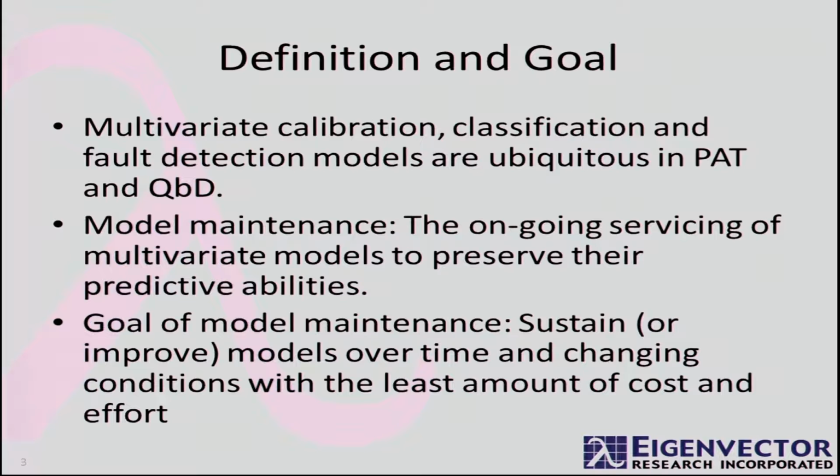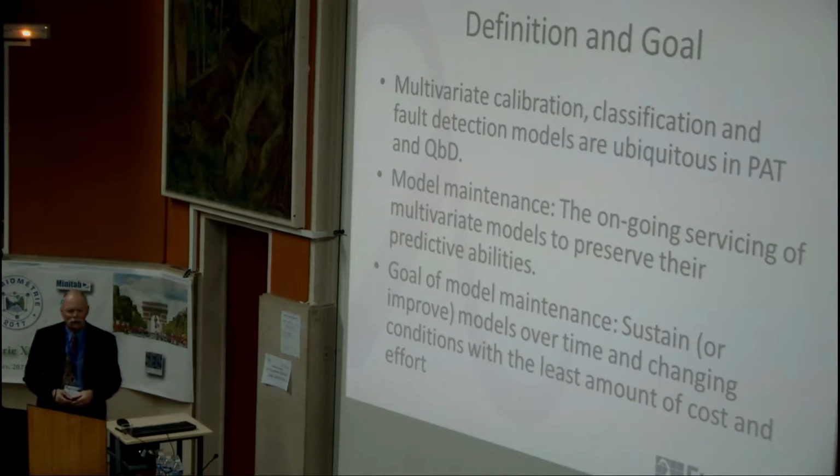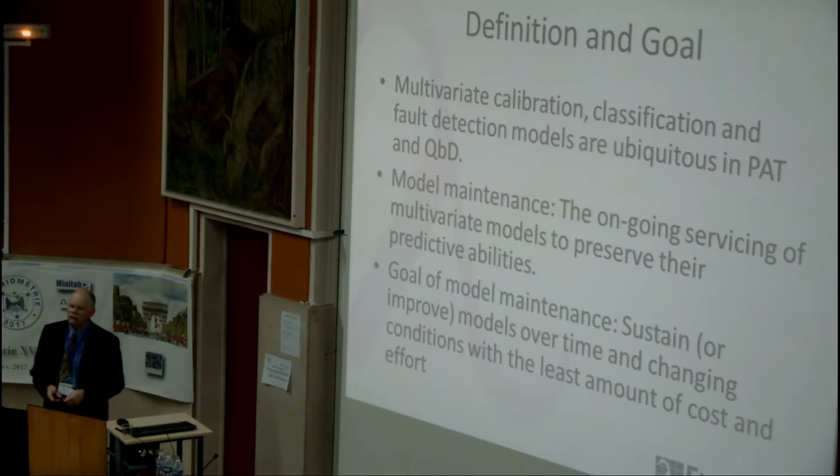So multivariate calibration, classification, and fault detection are ubiquitous in process analytical technology, QBD, of course, all over chemical plants, et cetera, et cetera. These models are all over the place. Model maintenance is the ongoing servicing of these multivariate models to preserve their predictive abilities. And of course, then the goal of model maintenance is to sustain or possibly even improve over time the models, given that the conditions are changing, and do it all with the least amount of effort and cost.